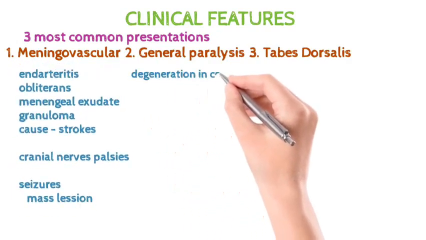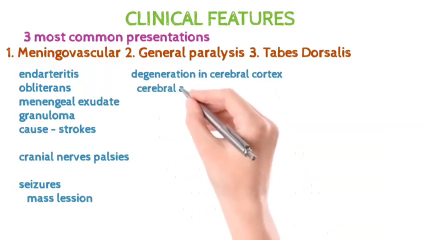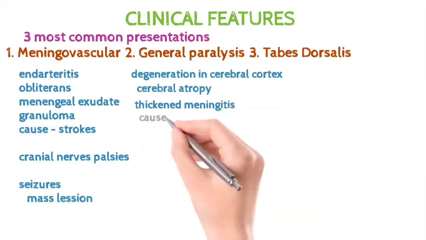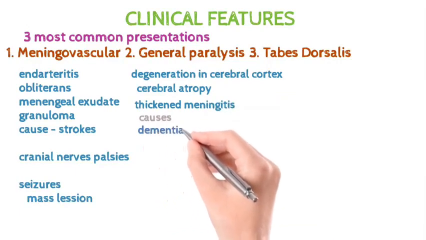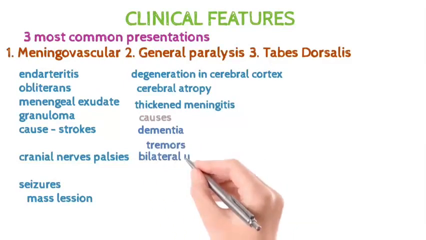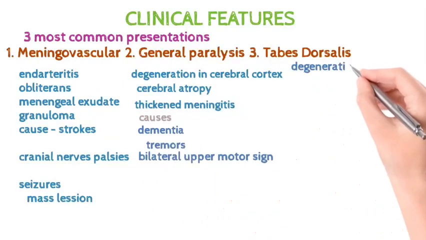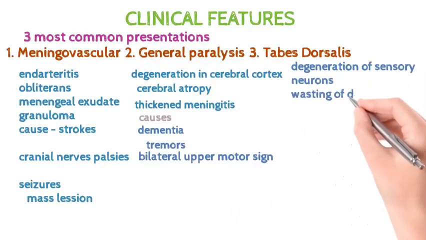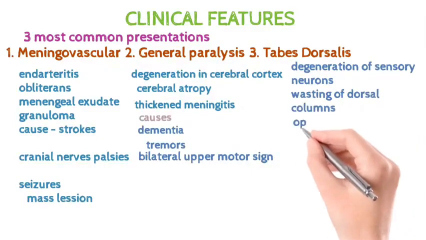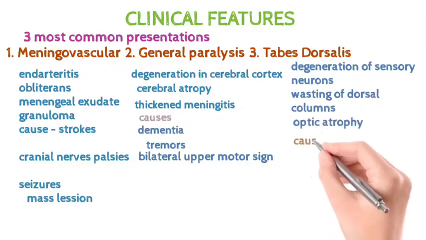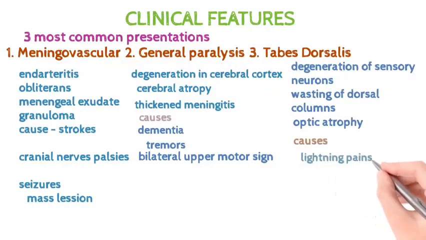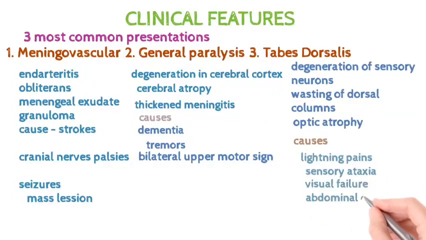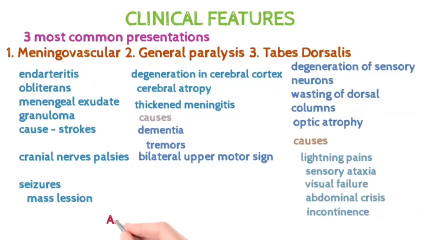Second one is general paralysis. Pathology is degeneration in the cerebral cortex, cerebral atrophy and thickening of the meninges. This pathology causes dementia, tremors and bilateral upper motor signs. Third one is tabes dorsalis. Pathology is degeneration of sensory neurons, wasting of the dorsal column and optic atrophy. This pathology causes lightning pain, sensory ataxia, visual failure, abdominal crisis and incontinence. And the most important sign is the Argyll Robertson pupil.